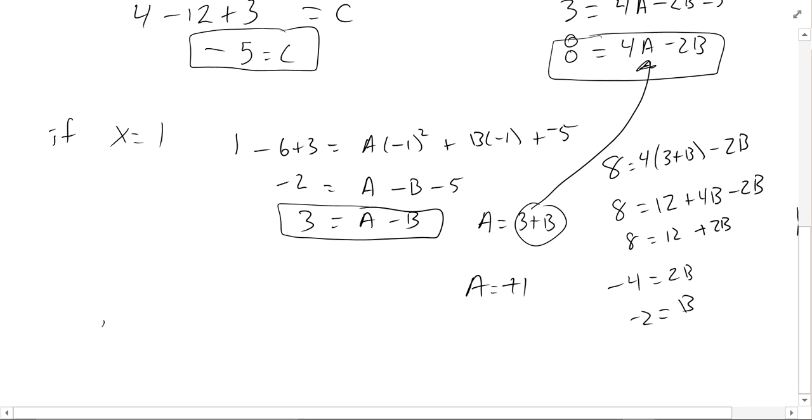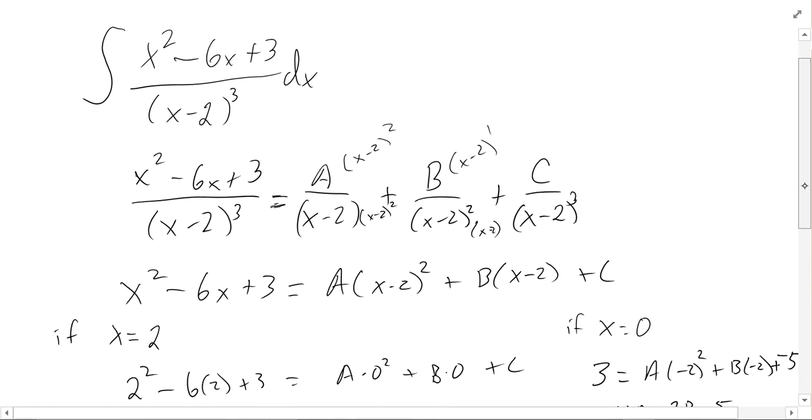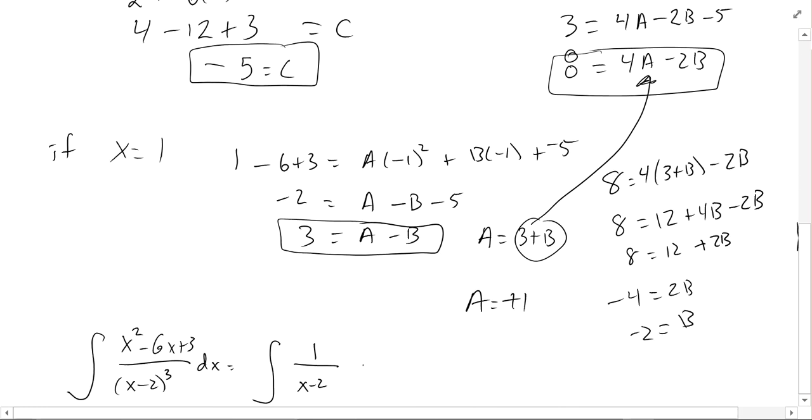So that means the integral I'm trying to find, remember we're trying to do an integral, way back up there was 2x squared plus 6x plus 3 over the quantity x minus 2 cubed, is going to be equal to the integral of 1 over x minus 2, going back to check what I had for A, plus B, which is negative 2 over x minus 2 squared, and C was negative 5 over x minus 2 cubed, dx.